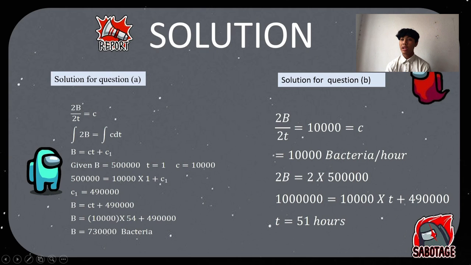And then we will get 1 million equal to 10,000 times t plus 490,000, and then we will get t equal to 51 hours.